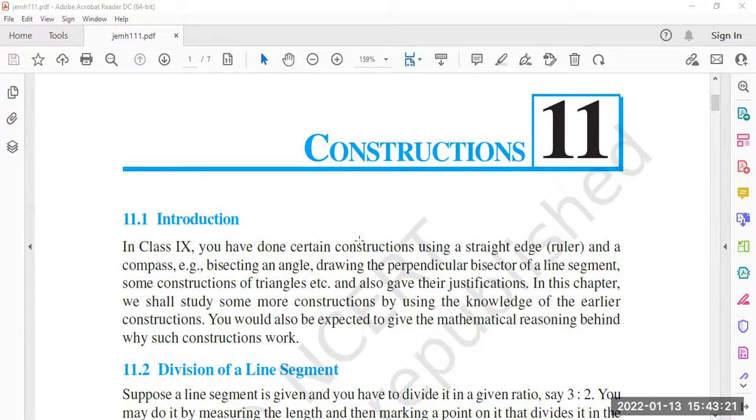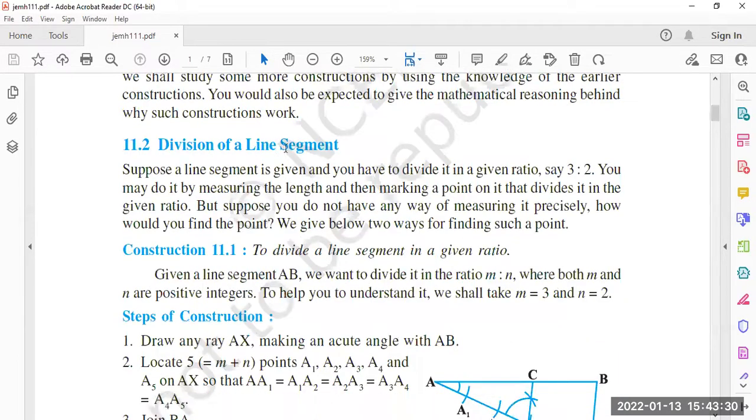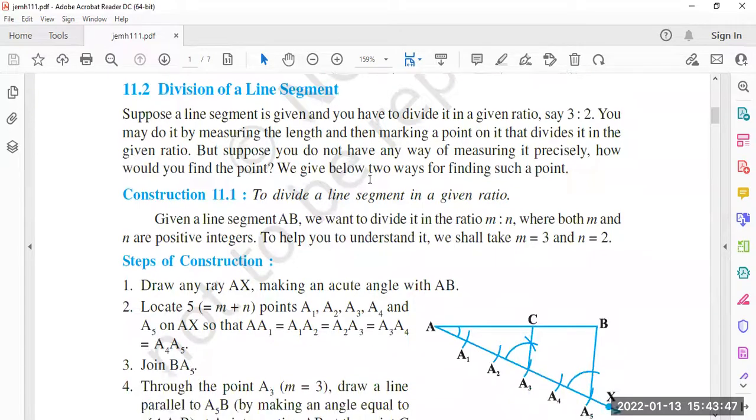What are the things that we are going to learn? There are only three concepts in this chapter, majorly. One of those is division of a line segment, 11.2. That's one concept. Division of a line segment, how to divide a line segment. You may be feeling, how funny is this? Do we need to learn how to divide a line segment? Yes, we need to learn.